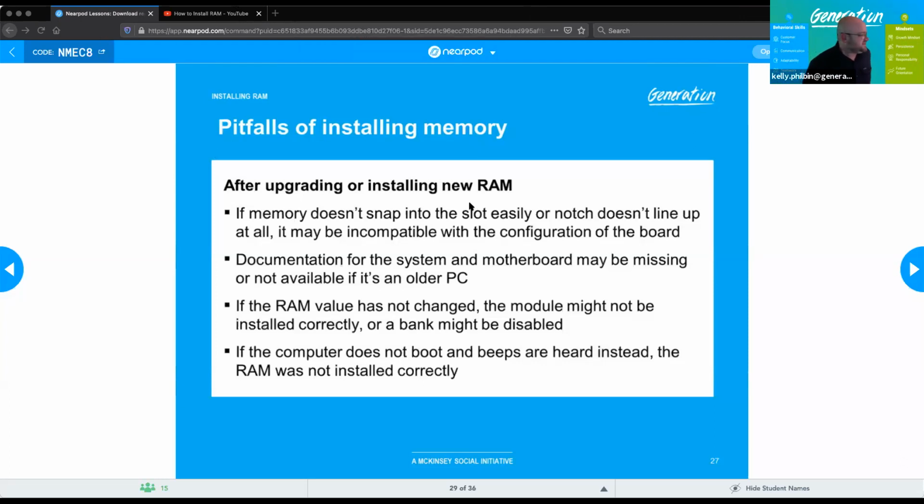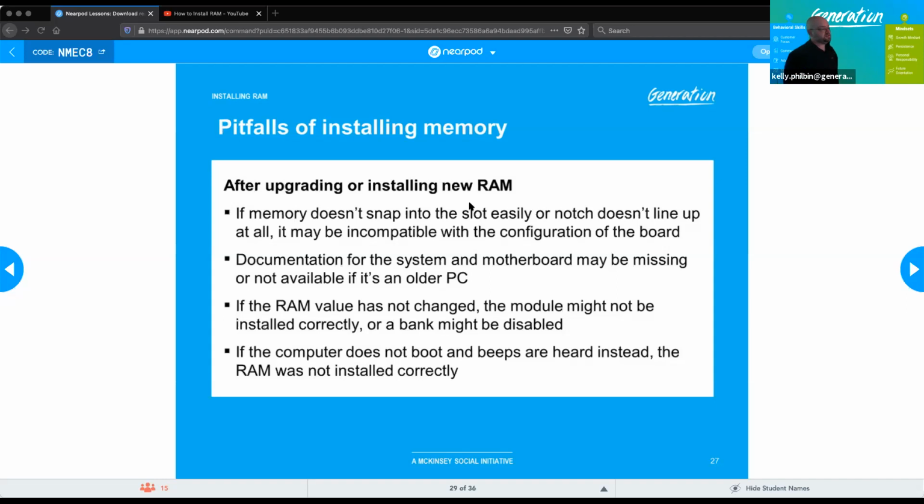All right. That was just a quick one, and it summed everything up really well. All right, after upgrading or installing new RAM, possible pitfalls. If it doesn't snap firmly into place, or the notch doesn't line up at all, it may be incompatible. It's probably the wrong generation of RAM. That's why we want to check and verify with the documentation before we actually do the upgrades.